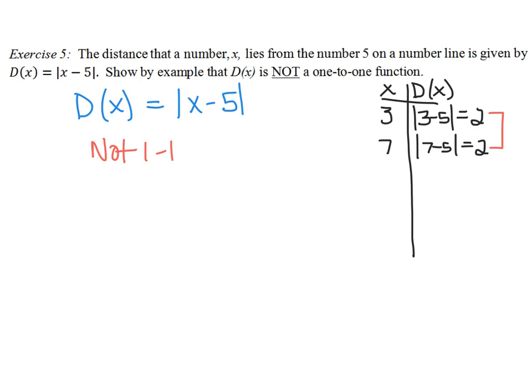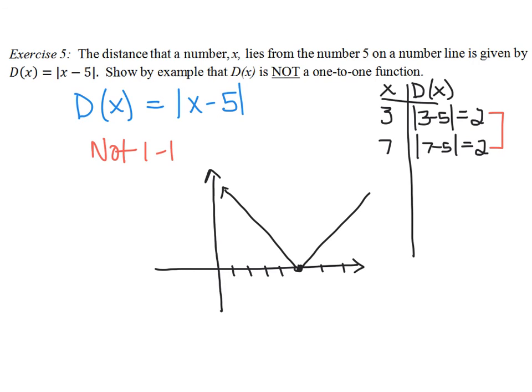The other thing that we can do is take a look at the graph of this. For the graph, and again I'm encouraging you to use your graphing calculator to make the graph, the absolute value graph is our v-graph. And our v-graph is going to have, in this case, a point at an x value of 5. So this graph will look something like this on your graphing calculator. Clearly, if I draw a horizontal line, I see that that horizontal line crosses the graph more than once. So therefore, I can also tell from the graph that it is not one-to-one.